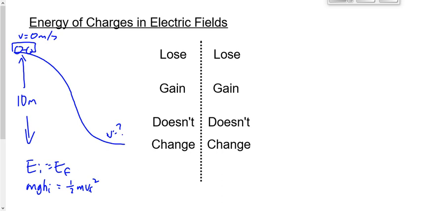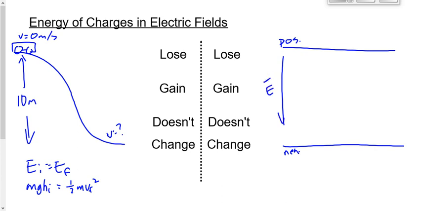Now I want to draw another picture on the right-hand side. This time, let's draw two charged parallel plates. Let's make the top plate positive and the bottom plate negative. That's going to cause, by the way, an electric field pointing downwards. Agree? Yes? Away from the positive toward the negative. Let's put a positive charge in between these two plates right up here. Let's give it an initial speed of 0 meters per second.